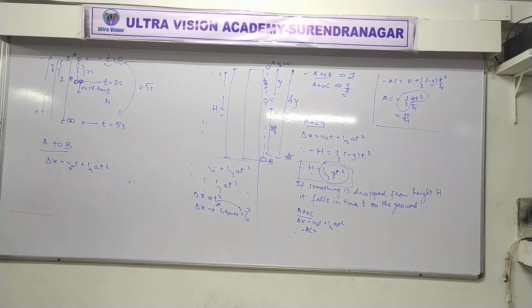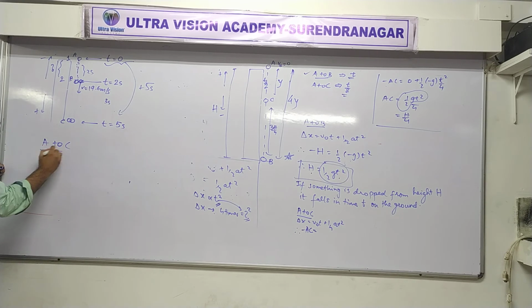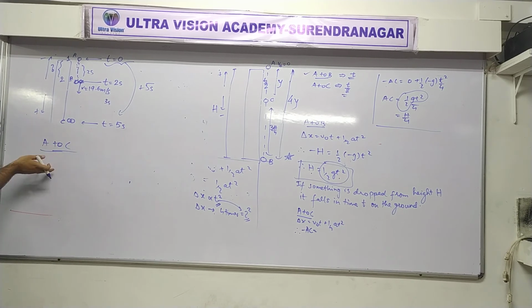Any other idea? Yes. Sir, we can find AC minus BC. How so? Sir, because in A to C we know the time. Just a second. So she's saying we can find AC first. Okay. So A to C. Help me write the equation. Then what to write? Hurry up.